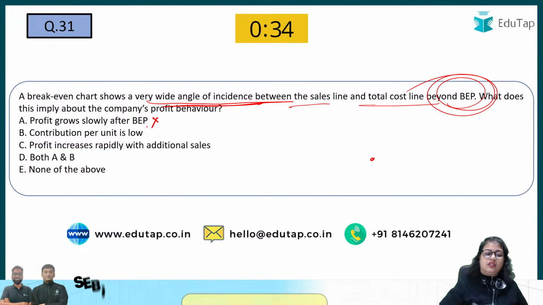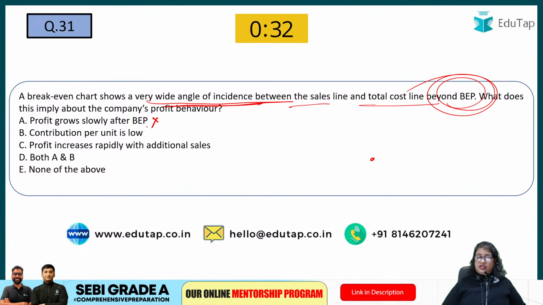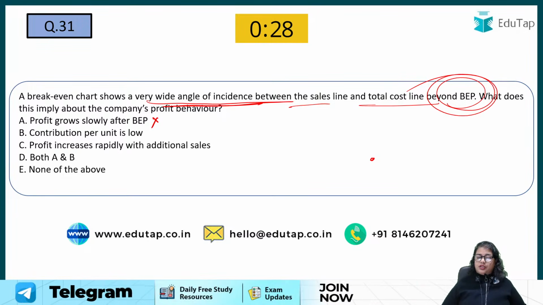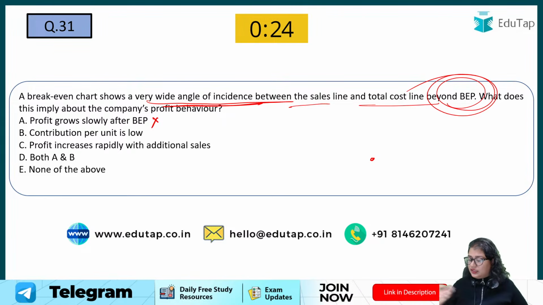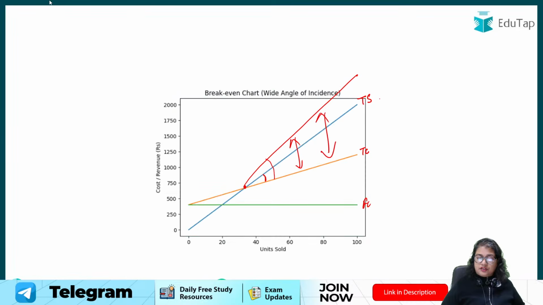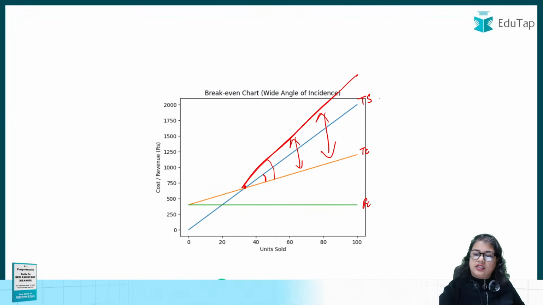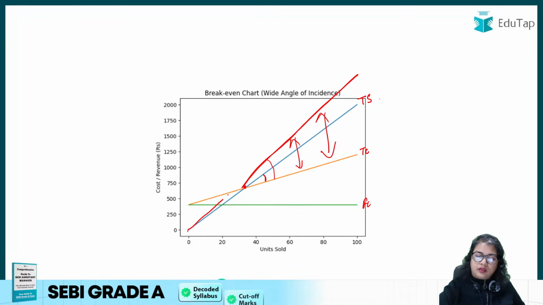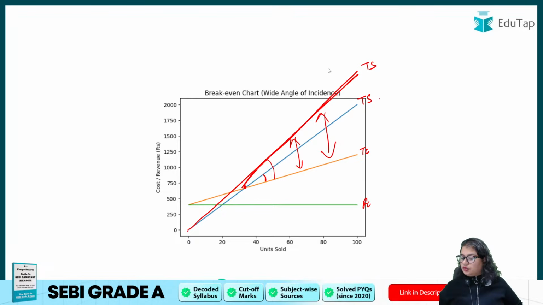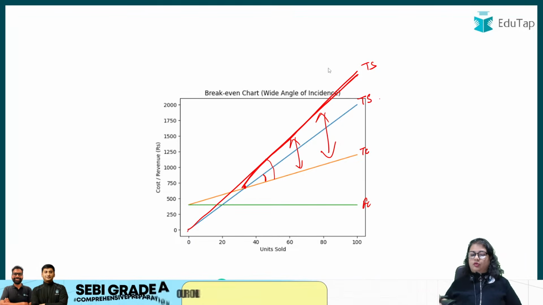So hence this is wrong, right? It doesn't grow slowly, it increases rapidly. Contribution per unit is low. No, contribution will become high because the sales will increase, right? The sales will increase, just like I showed you here. The total sales will increase. If I go like this, if my line goes like this from here, right? So total sales is going to increase, so my contribution is going to increase. It will not be low, right?